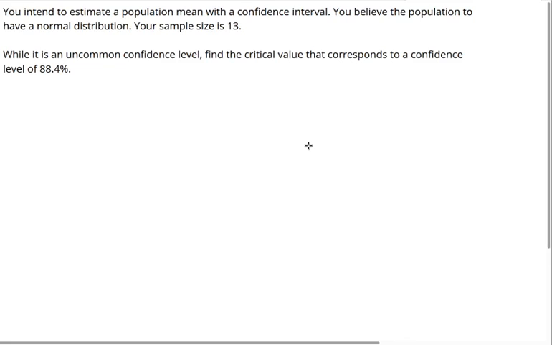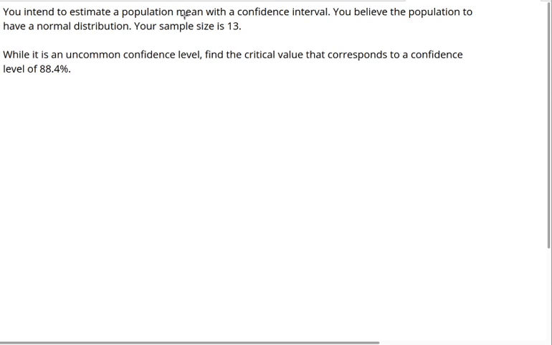You intend to estimate a population mean with a confidence interval. You believe the population to have a normal distribution. Your sample size is 13. While it's an uncommon confidence level, find the critical value that corresponds to a confidence level of 88.4%.